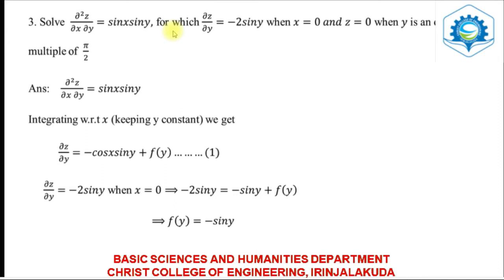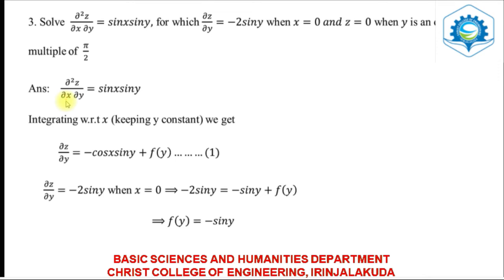When in a problem you have conditions, you have to find the specific value of the arbitrary function. In the previous problem we got arbitrary functions, but actually there were no such conditions given, so we wrote the arbitrary functions as they are. But in this problem we have conditions given. So we have to find the value of the arbitrary function for this particular problem. Anyway, let us start. ∂²z/∂x∂y is sin x sin y.